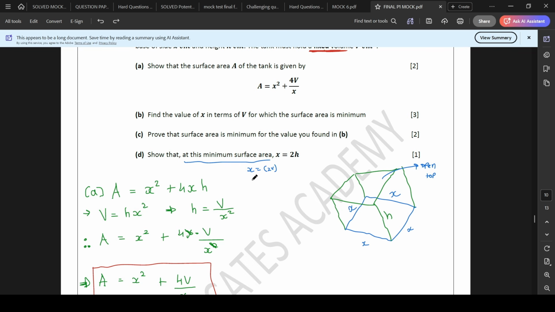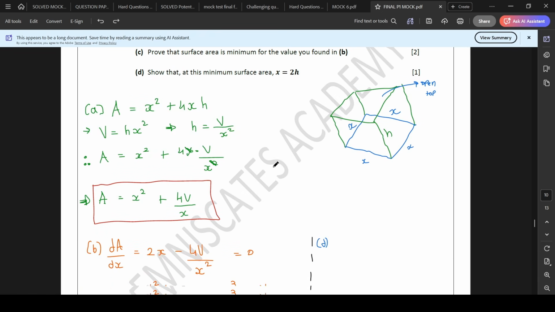I know part D is one of the parts where a lot of students will be confused that for 1 mark, what are we supposed to do? So yeah, this is what we are doing. Surface area is minimum when x is equal to the cube root of 2V. So I can say that from here, V is equal to x cubed by 2, that is half x cubed.